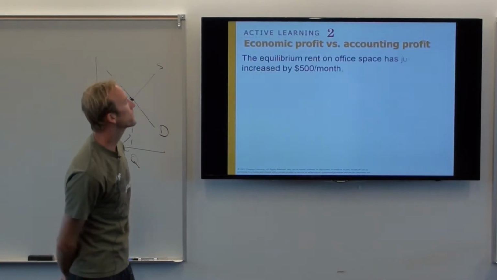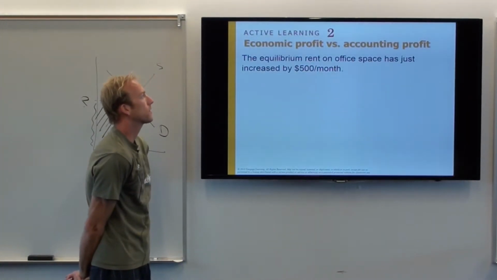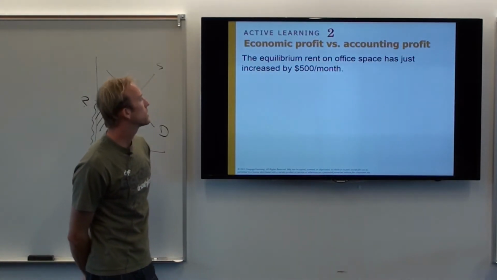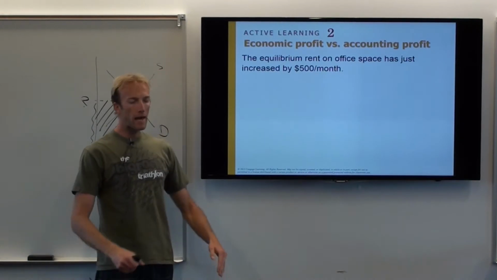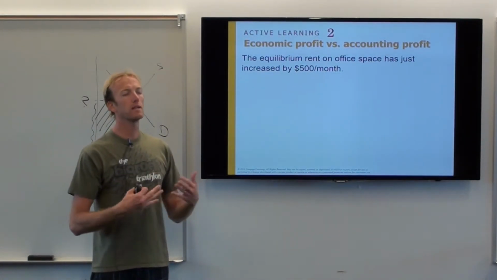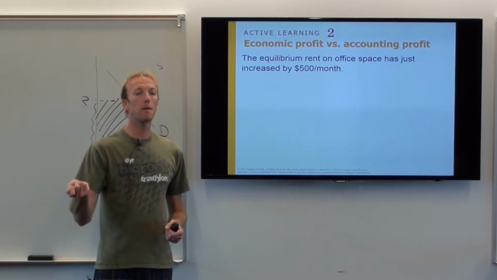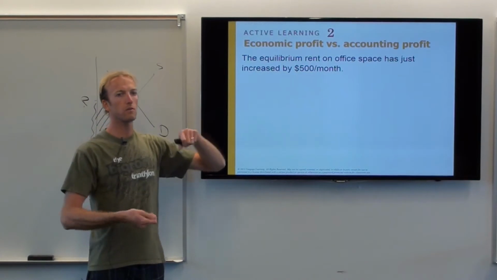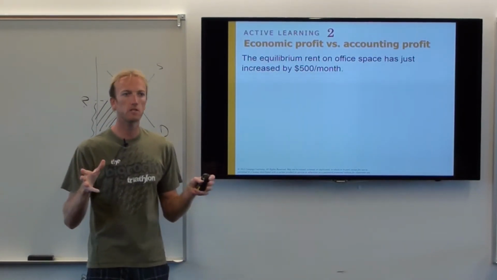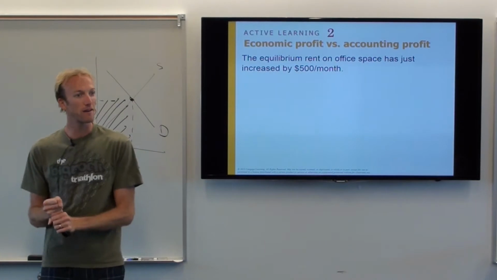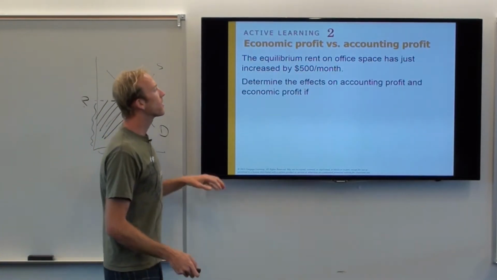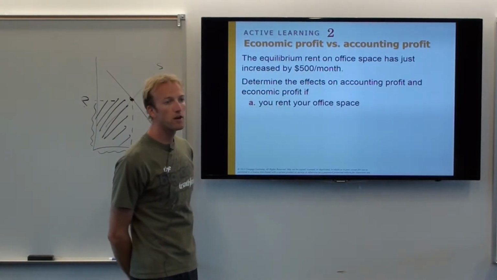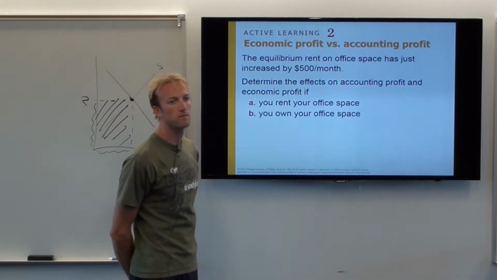All right. Let's do a practice of calculating economic profit versus accounting profit. So imagine that you're paying some quantity for your office space, and all of a sudden it goes up $500 per month. So you're not paying $500 a month; it's going up $500 a month. To make it really easy, imagine you're paying 0 at the beginning, and now you're paying $500 a month for your office space. Determine the effects on accounting profit and economic profit if you rent your office space or you own your office space.